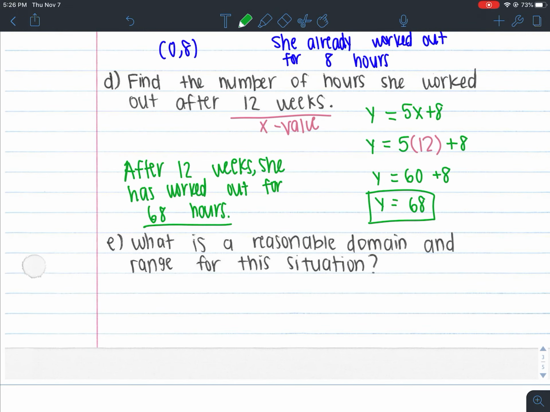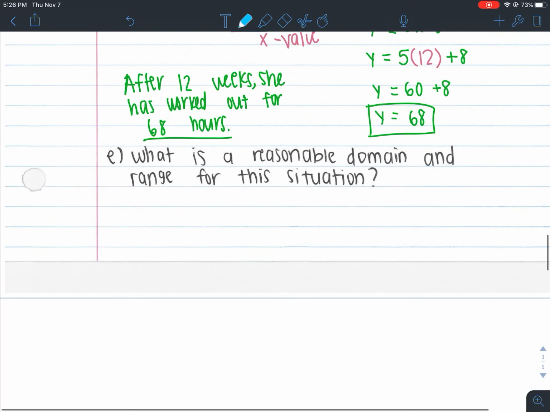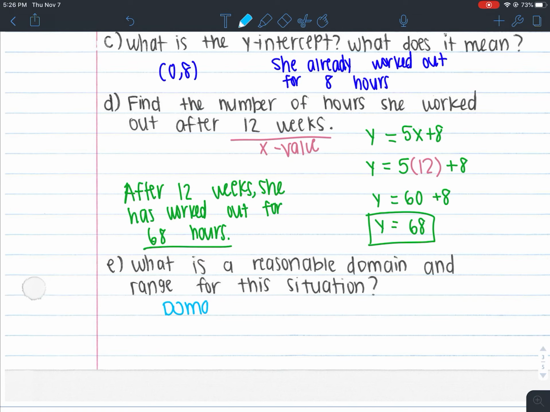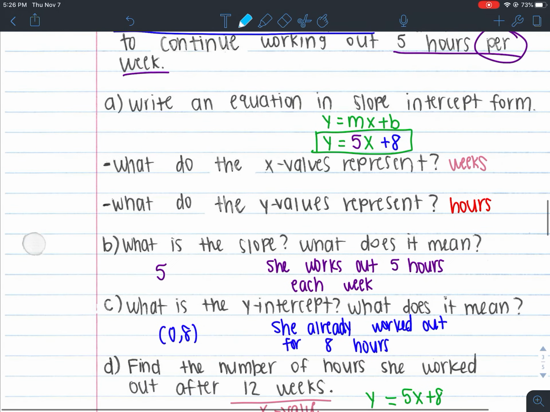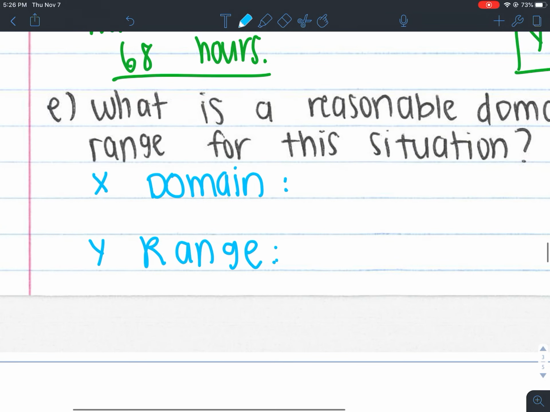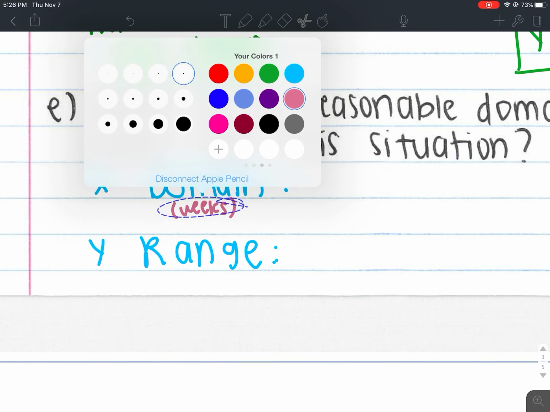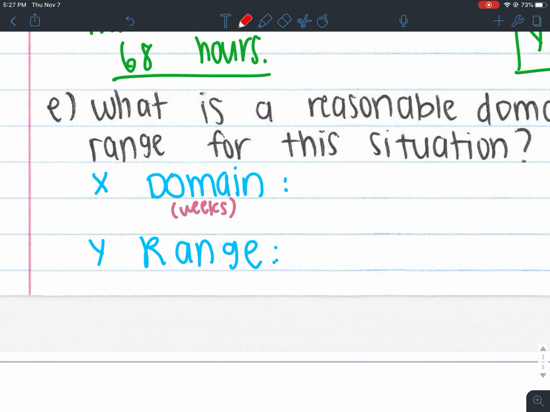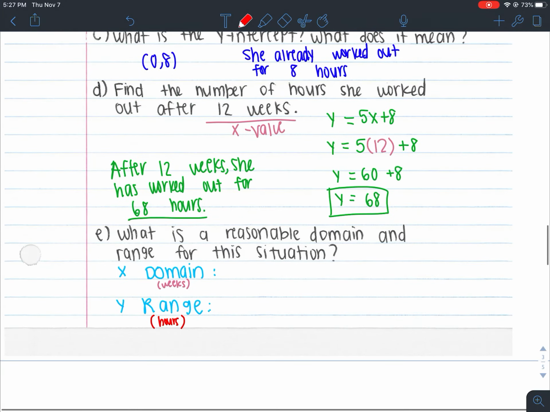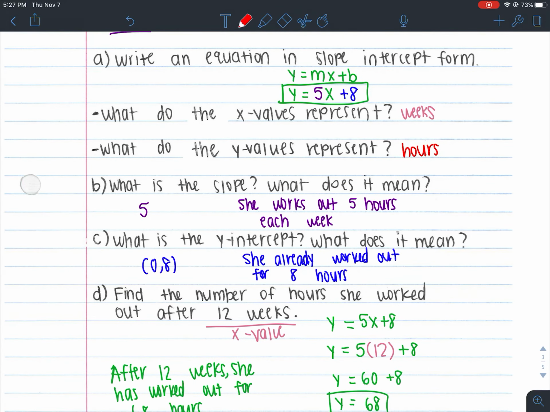Okay, last one is what is a reasonable domain and range for this situation? So let's go ahead and write our domain and range. We know, again, domain is our x values and range is our y values. And we want to look at what our x values were. So our x values we said were weeks. So let's go ahead and write our weeks there. I think I had it in pink, and then we did our hours in red. So range is our hours. Hours depends on how many weeks. And again, we got that up from the very beginning.